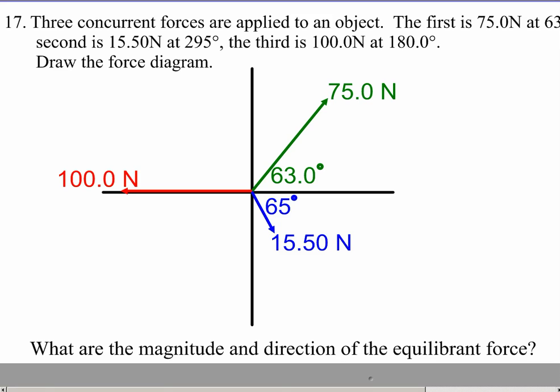If we look at number 17 on your packet, it says we have 3 concurrent forces applied to an object. The object is going to be at the intersection of the origin of the coordinate axis system here. It says the first one is at 63 degrees at 75 newtons, so that's the green force on our diagram. The second one is 15.5 newtons at 295 degrees.